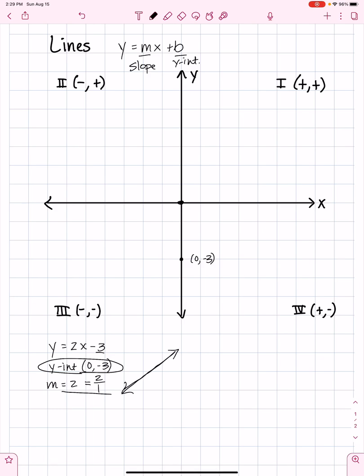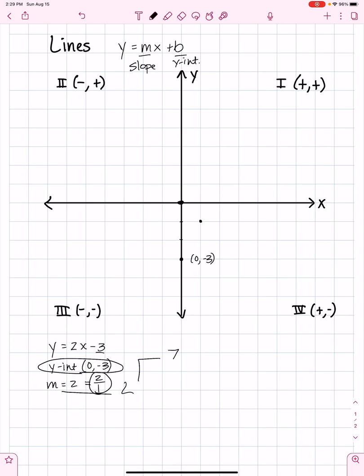That means that rise over run is positive over positive. So up is positive, right is positive when we're talking about the coordinate plane. So that means that for my slope of 2 over 1, from my y-intercept, I'm going to walk up 2, so 1, 2, and I'm going to walk over 1 right there.